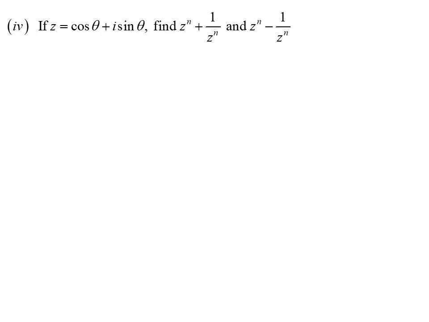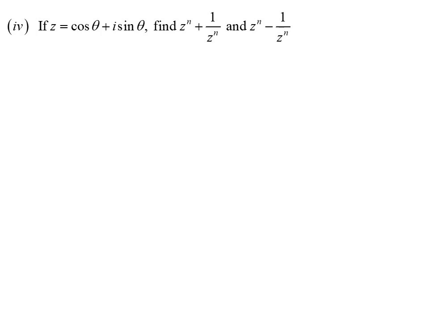But if they don't, you can quote these results that we're about to create: z to the power of n plus 1 on z to the power of n, and z to the power of n minus 1 on z to the power of n. So basically a complex number and its reciprocal. What do they add up to be, and what's the difference between them? That's what we're essentially finding here.